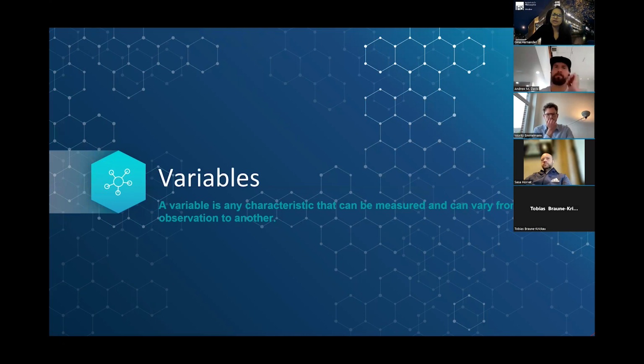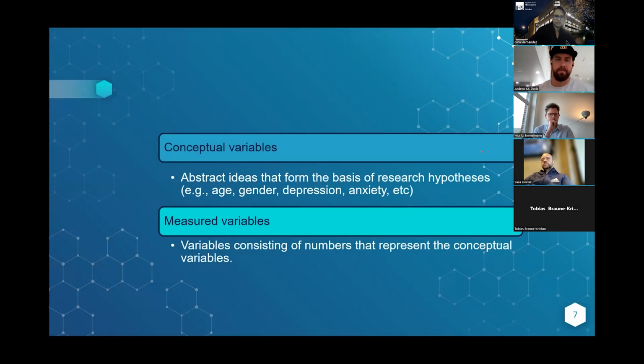So let's now dive into the specific concepts that I want you to grasp today. So let's talk about variables. A variable, as the name indicates, is any characteristic that can be measured and can vary from one observation to another. This is why we call them variables, and we have many different kinds of variables. Generally speaking, we have 2 main kinds of variables. We have conceptual variables and measured variables.